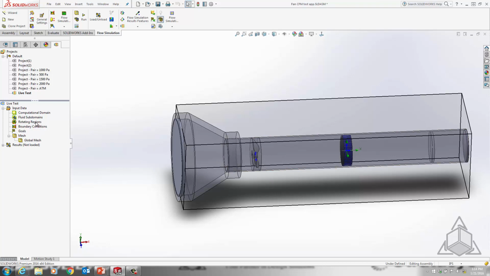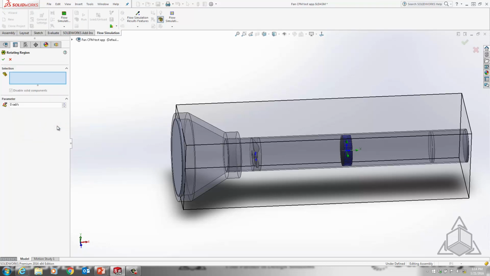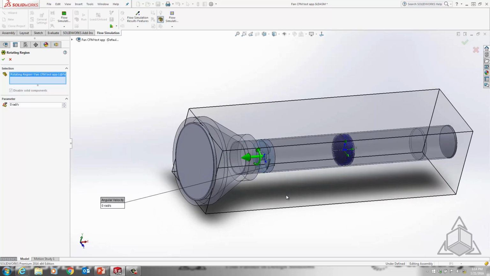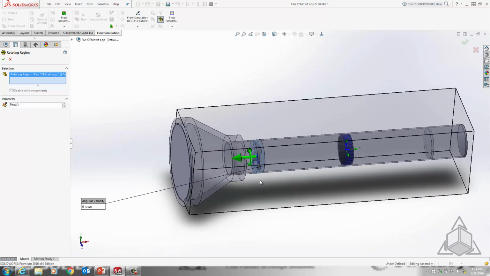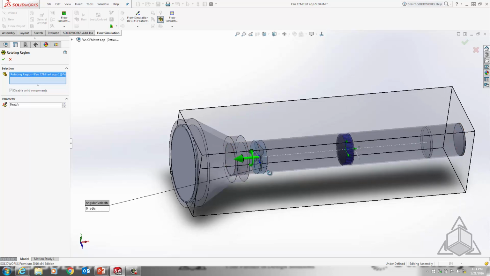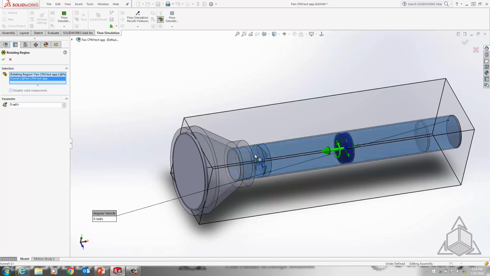So for the rotating region, what we're going to do is right click and say insert rotating region. Now for this, you actually don't select the blade, you're actually selecting the region in which that air is going to be rotating. So in this case, it's this area right here that's being selected. At this point you can see if your air is rotating in the right direction. I do want it to rotate in the clockwise direction, so the arrows are pointing in the right direction.